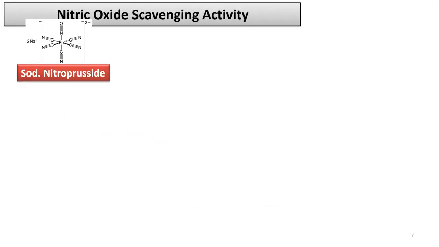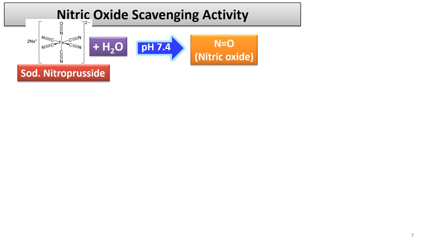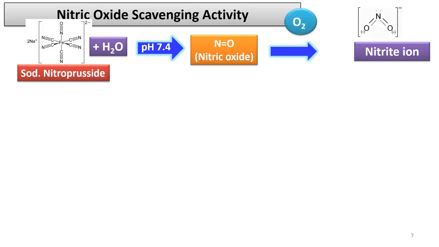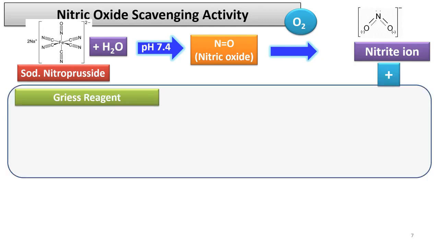Now we'll see into the details about the principle of this reaction. Suppose this is sodium nitroprusside solution or powder which is mixed with water to form a solution at a pH of 7.4. Upon formation of solution, it gives out nitric oxide. This nitric oxide comes in contact with oxygen and gets converted to nitrite ions. Nitrite ions, as we have seen, are able to react with the Griess reagent.